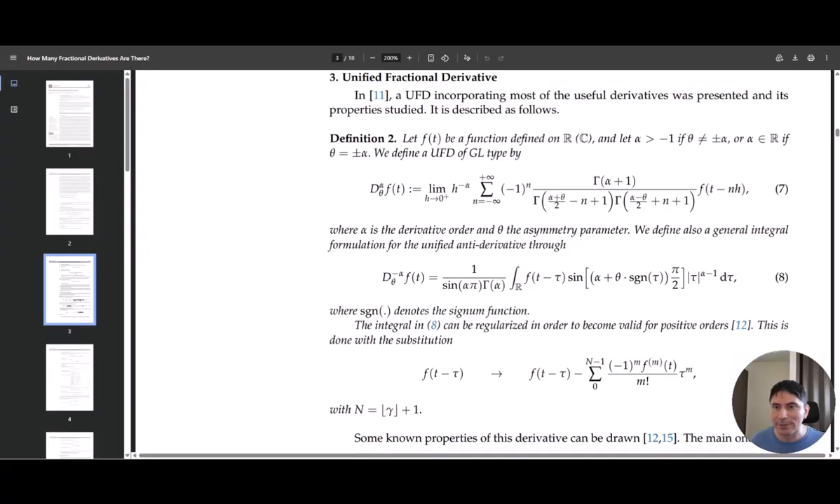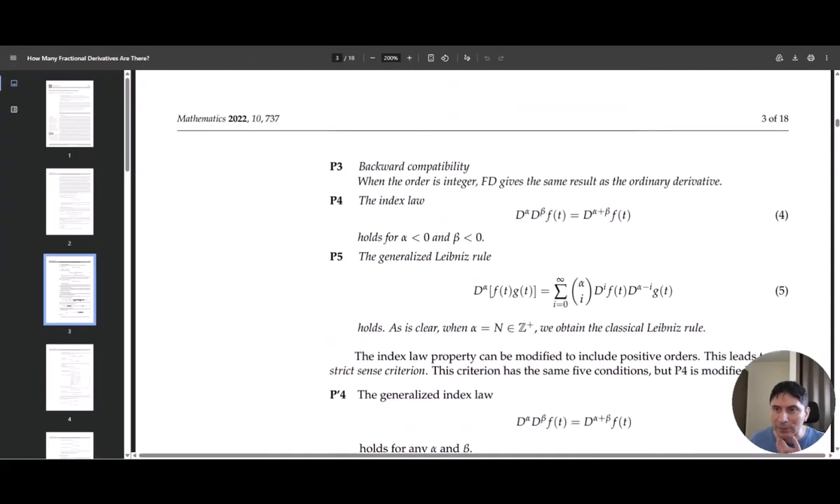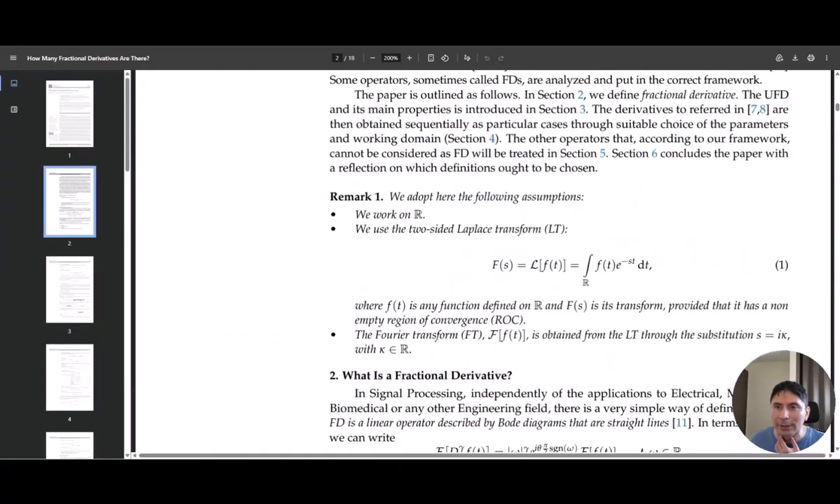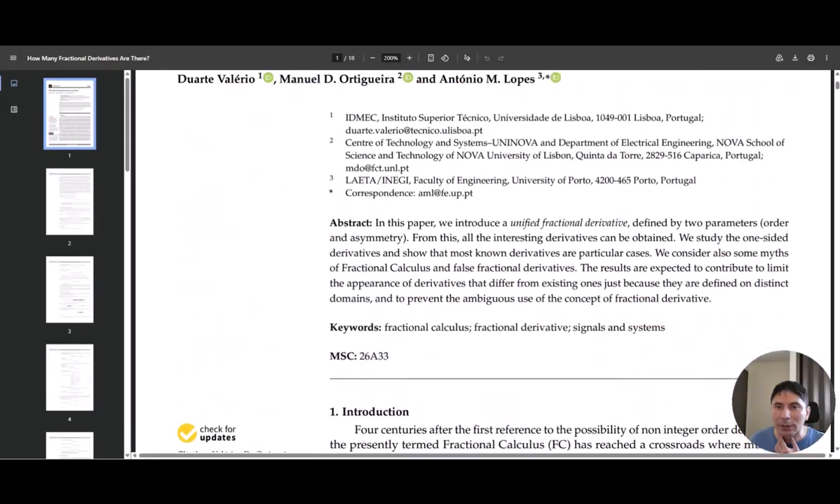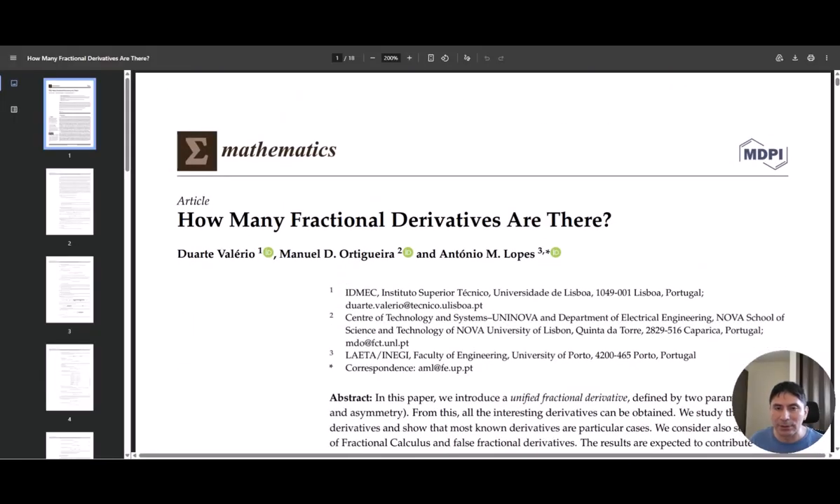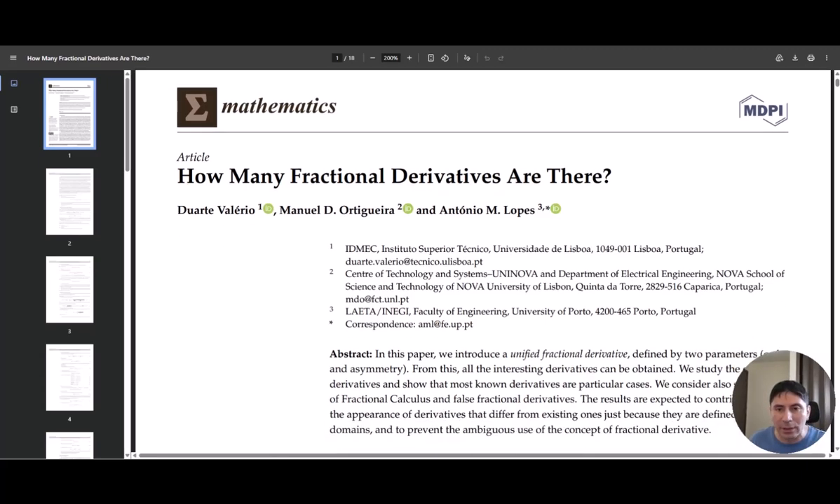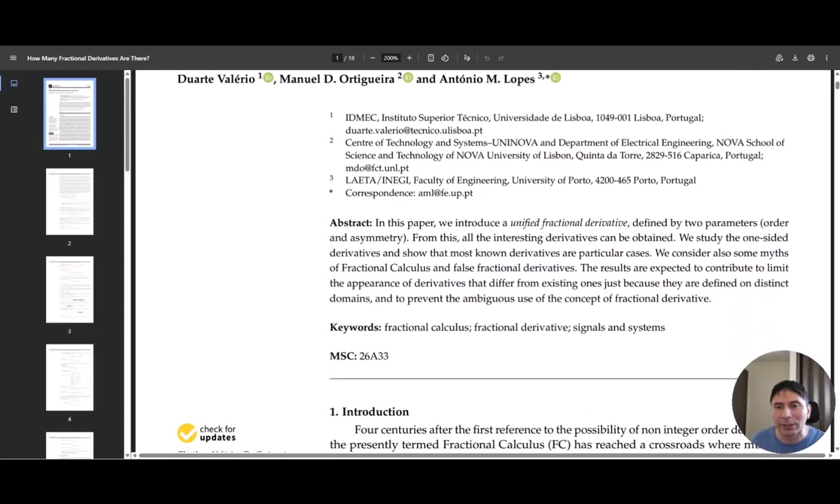This is the reference that I was telling you about. It's a paper that I found online, published in the Sigma Mathematics Journal. It's a survey of how many fractional derivatives there are. If you do a Google search on these authors, Duarte Valerio, Manuel Ortigueira, and Antonio Lopez, you should be able to download it for free.